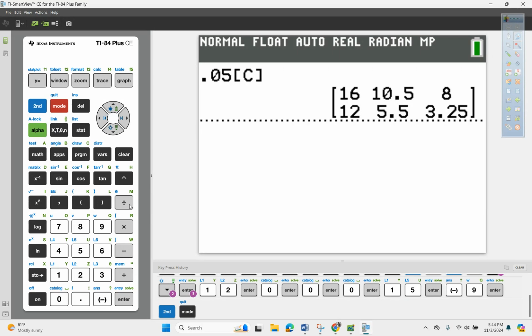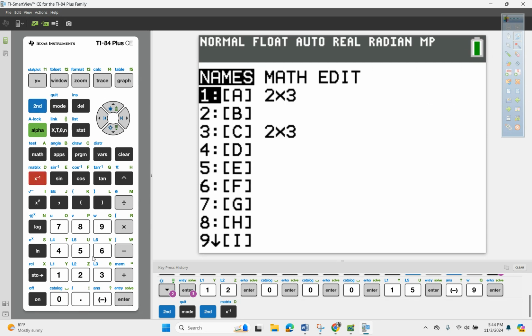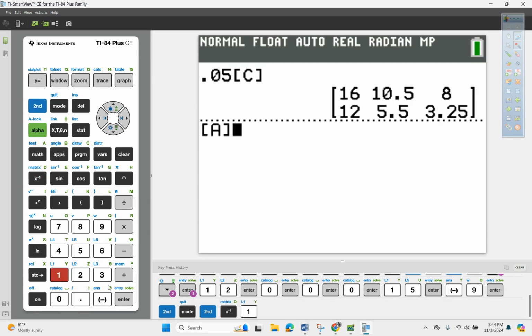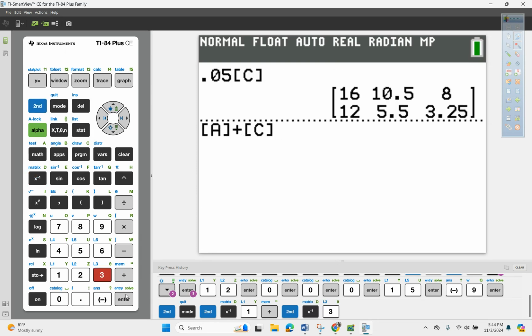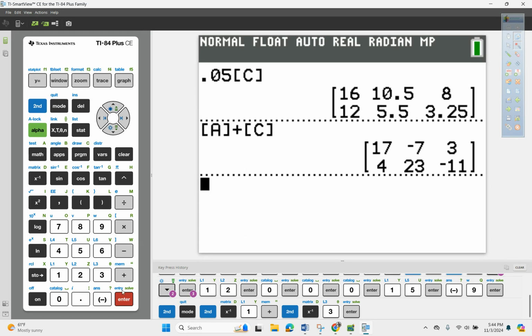And so how am I going to get that to add? So I'm going to go back to second matrix and hit number 1, and there's A. Hit plus, second matrix. You can do that a whole bunch, and I hit 3. There's C, and hit enter. And does that agree with what they had in the book? Well, it certainly does.